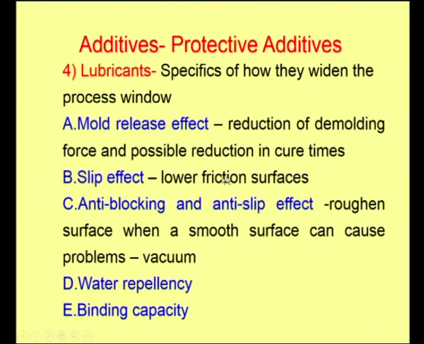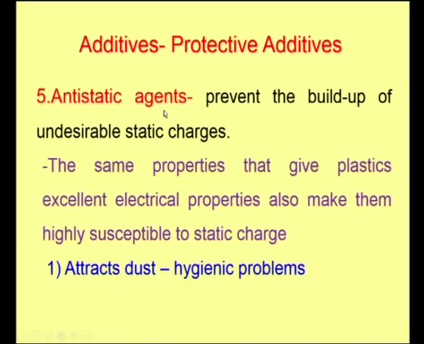And the next one is the slip effect, that is, trying to reduce the friction, giving lower friction surfaces. Anti-blocking and anti-slip effect takes place inside the extruder barrel, where the melt tends to block the movement of the melt towards the mold. It will roughen a surface when a smooth surface can cause problems, which is usually in the case of a vacuum state. And also water repellency, it will repel water. And the binding capacity, what is the optimum binding capacity required for a melt to bind through the screw.